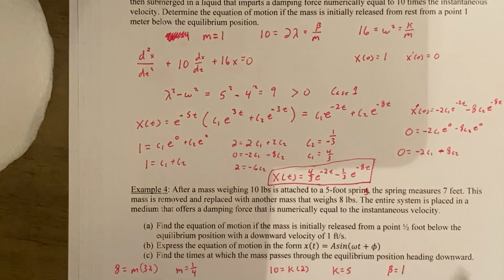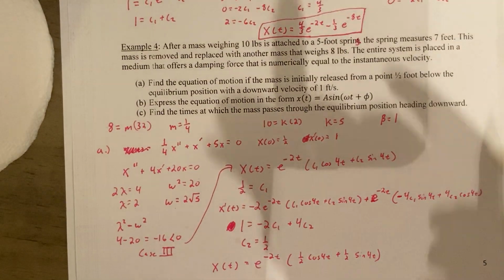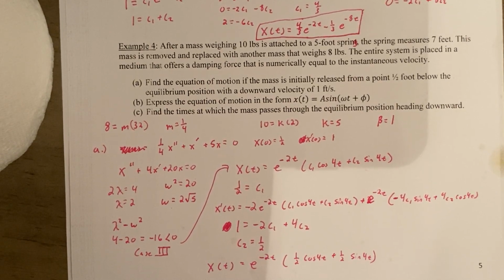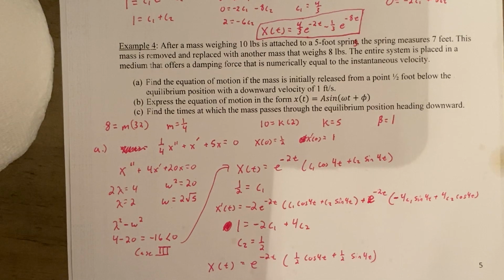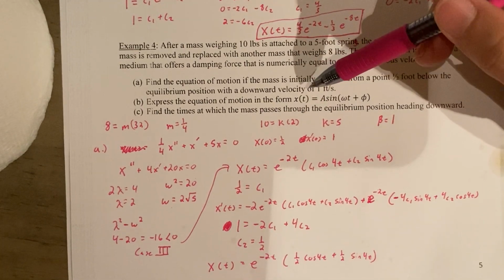All right, now for the last example we're going to do, example 4. After a mass weighing 10 pounds is attached to a 5-foot spring, the spring measures 7 feet. This mass is removed and replaced with another mass that weighs 8 pounds. The entire system is placed in a medium that offers a damping force that is numerically equal to the instantaneous velocity. The first thing we want to do is find the equation of motion if the mass is initially released from a point 1/2 foot below the equilibrium position with a downward velocity of 1 foot per second.